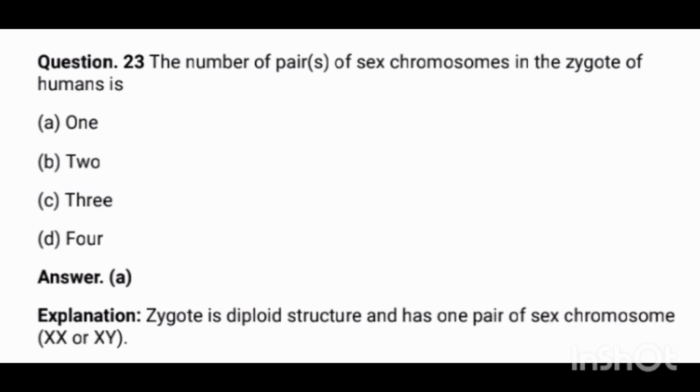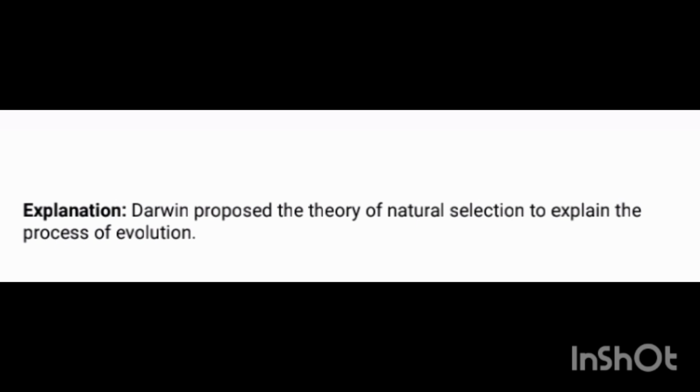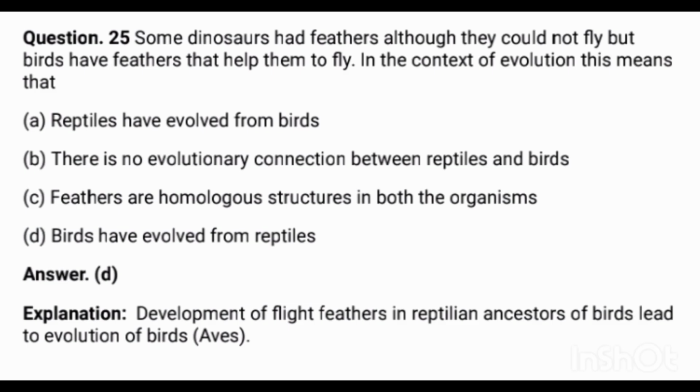Question 23. The number of pairs of sex chromosomes in the zygote of humans is. Answer: A. 2. Explanation: zygote is diploid structure and has one pair of sex chromosome, XX or XY. Question 24. The theory of evolution of species by natural selection was given by. Answer: B. Darwin. Explanation: Darwin proposed the theory of natural selection to explain the process of evolution.